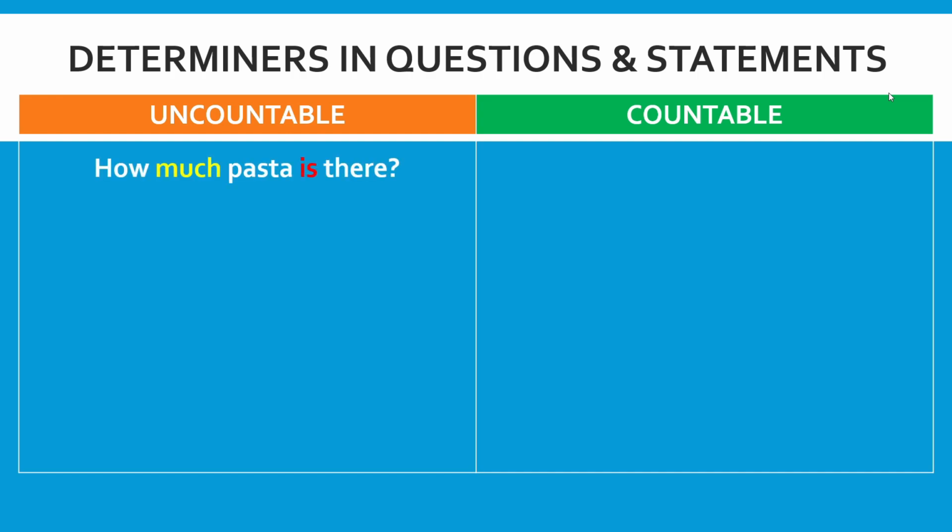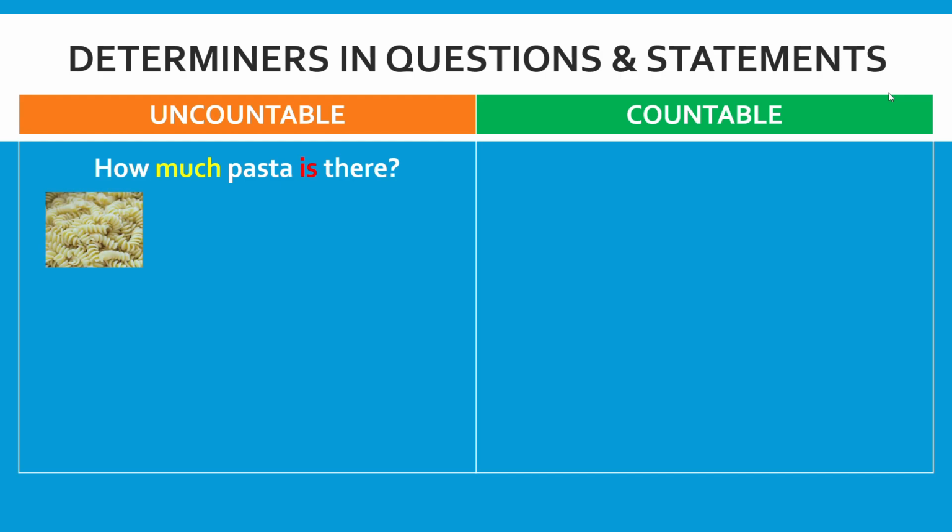Say, how much pasta is there? Pasta is uncountable, right? So when we want to make a question asking about quantity of uncountable nouns, we will need to start with how much. And it always ends with the word is in the question. So how much pasta is there?